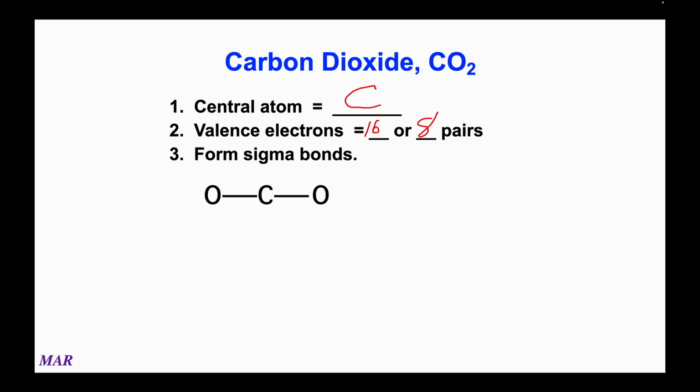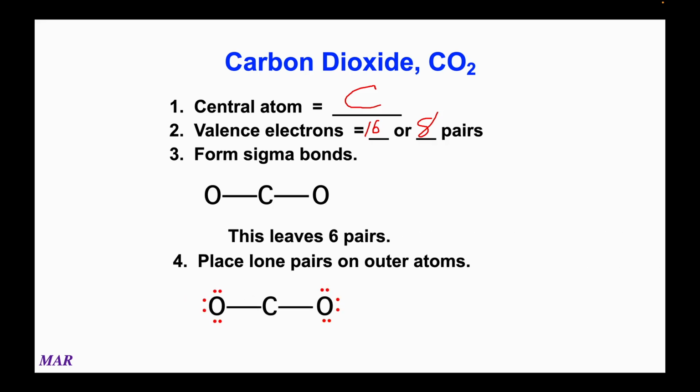Now, the next thing, which we didn't do with NH3, but we're going to do here, we're going to use our remaining pairs to give the outside atoms an octet. And remember, an octet means 4 pairs of electrons. So we're going to put 1, 2, 3 lone pairs on each oxygen. Because with oxygen with 3 lone pairs and a bonding pair, that's 4 pairs total. That's giving oxygen an octet. And the other oxygen on the other side, same thing. 3 lone pairs, 1 bonding pair, 4 pairs total for an octet.